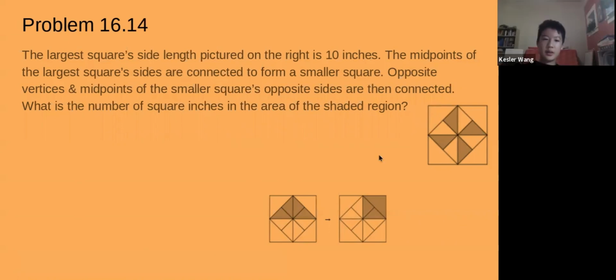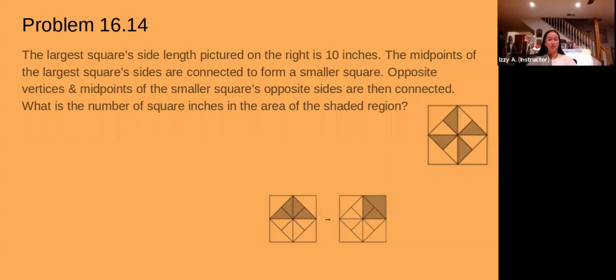Can it just be 2.5? Wait, no, sorry, not 2.5. Wait, is it 10 inches squared or just 10 inches? Just 10 inches. Remember, we deal with inches squared when it comes to area.